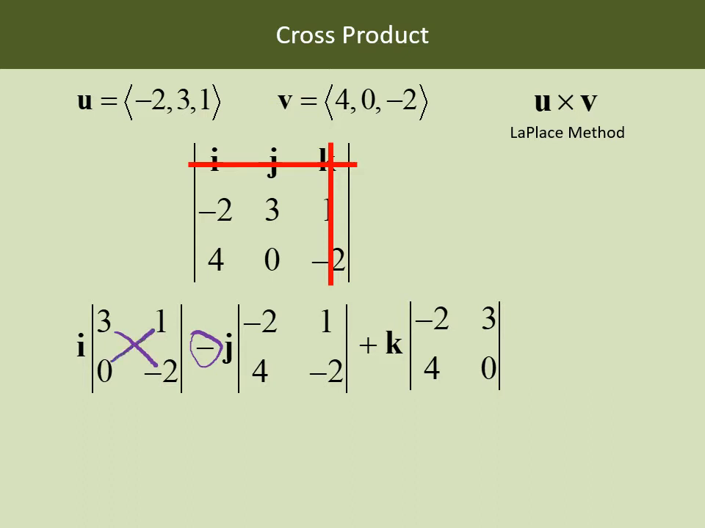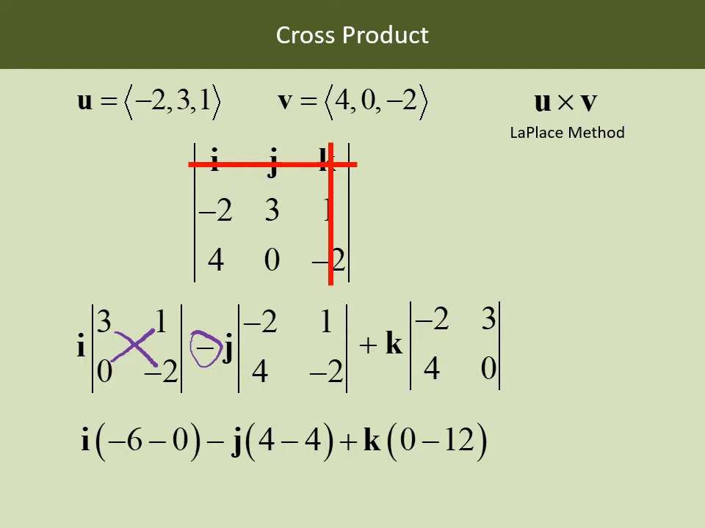When you evaluate the 2 by 2 determinants, you'll start by multiplying these two together, multiplying these two together, and subtracting. Now again, we get to where we could just do that in our heads. This first one is 3 times negative 2, which is negative 6, 1 times 0, which is 0, and negative 6 minus 0 is just negative 6. On the second one, we have negative 2 times negative 2, which is 4, and 4 times 1, which is 4, with a minus in between. And likewise, you can see on the third one. And again, simplifying that, we get the same answer.